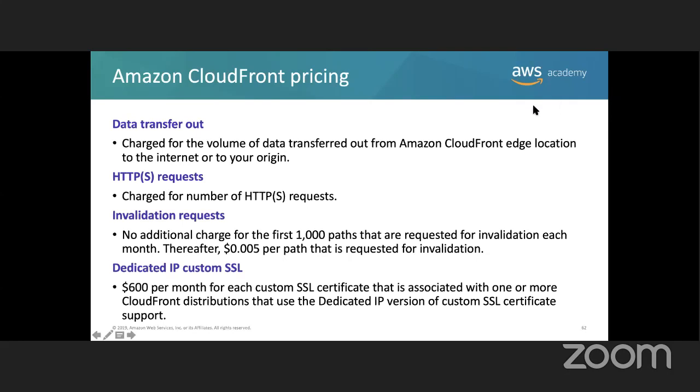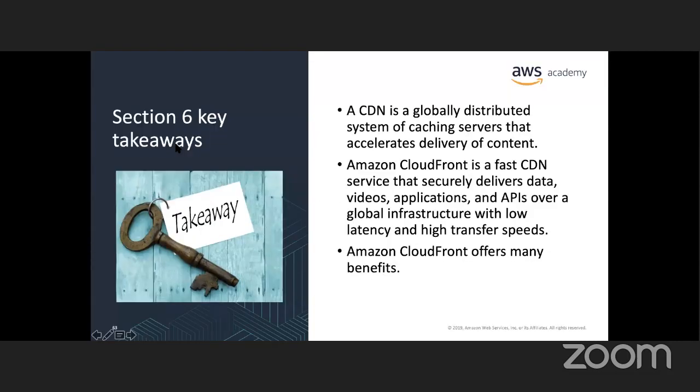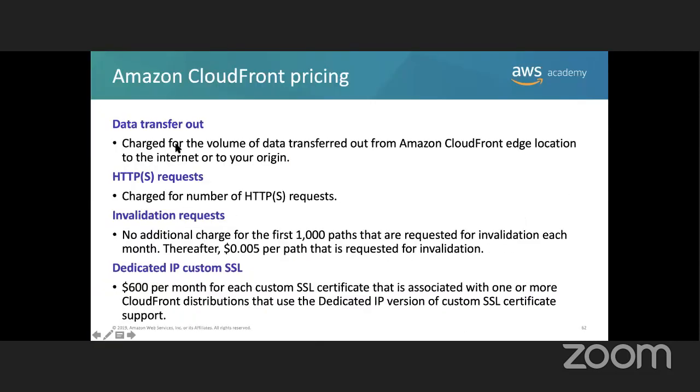Amazon CloudFront pricing. So data transfer out, that's one of the ways that you're charged in AWS, right? You're charged for the volume of data transfer out from Amazon CloudFront edge locations to the internet or to the origin. Okay? HTTPS requests, you're charged for the number of your HTTPS requests. Okay? Invalidation requests, no additional charge for the first 100 paths that are requested for invalidation each month. Thereafter, it's 0.005. That is that.